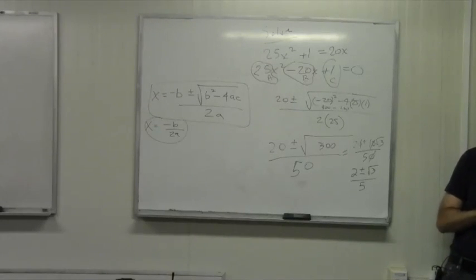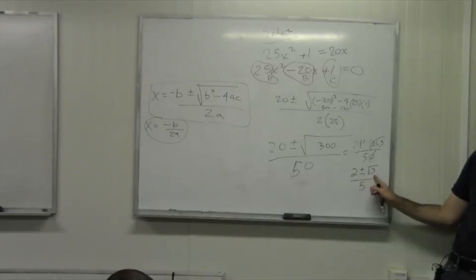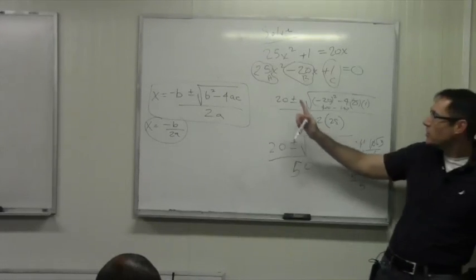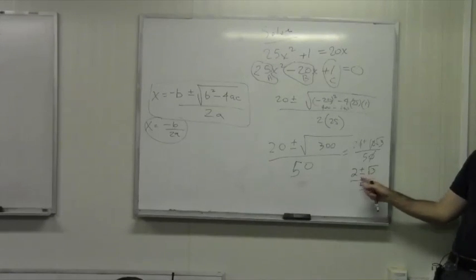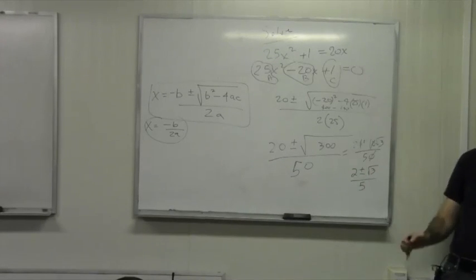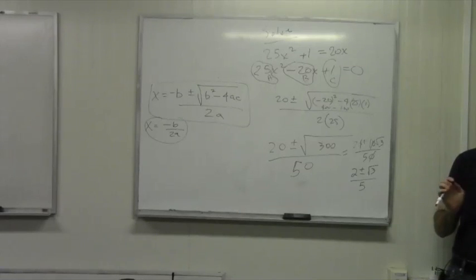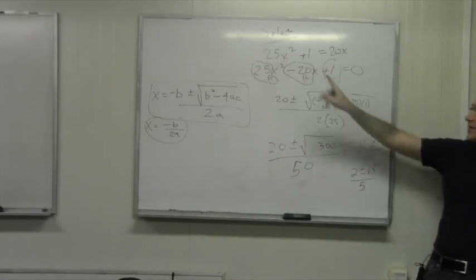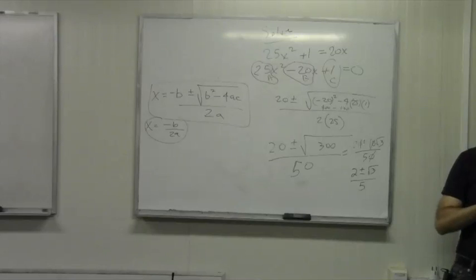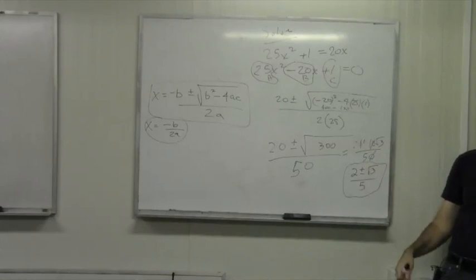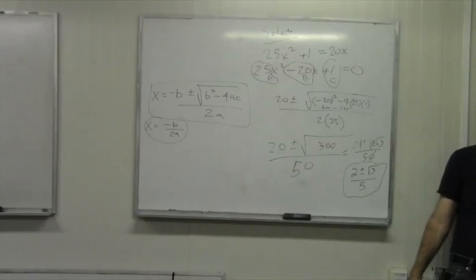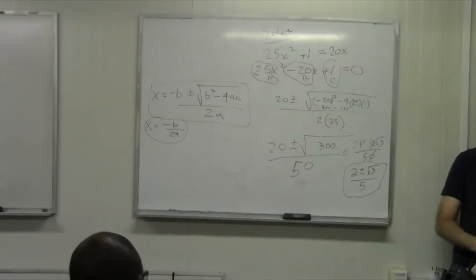And you can check it if you want. Plug 2 plus square root of 3 divided by 5 into your original equation, and that should be one of the answers. Plug in 2 minus square root of 3 divided by 5 into there, and you should get a correct answer for x. Like this side should equal this side. Okay? Yep, this is the final answer. If you want to do the decimal, you can take the time to do it, but I wouldn't bother if I were you.